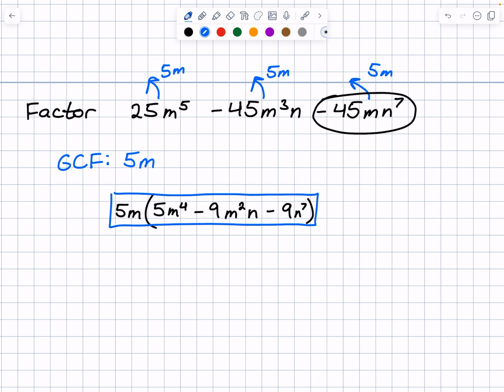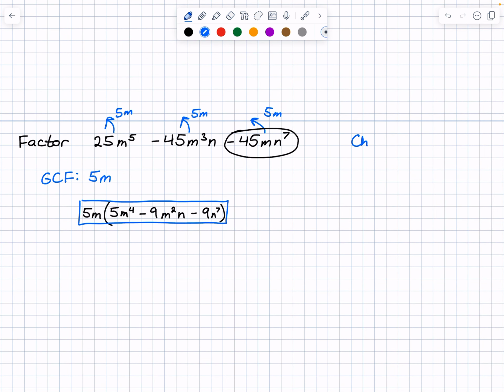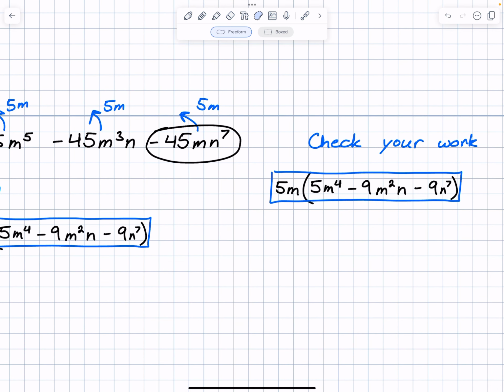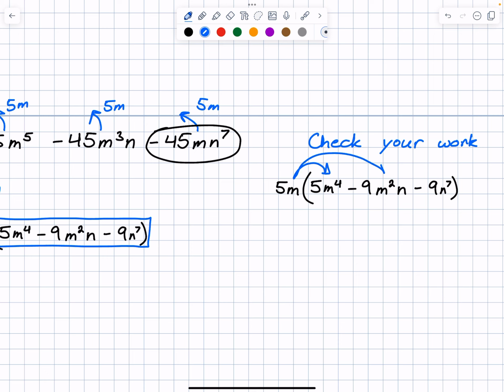But if you want to check your work, here's how you can do it. To check your work, all you got to do is take this expression right here, our final answer, and you distribute. If you get back to where you started, you did it right. So I'm going to distribute this 5m to all 3 of these. If we get our original expression, we did it right.